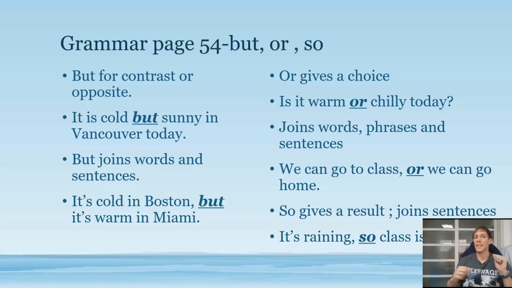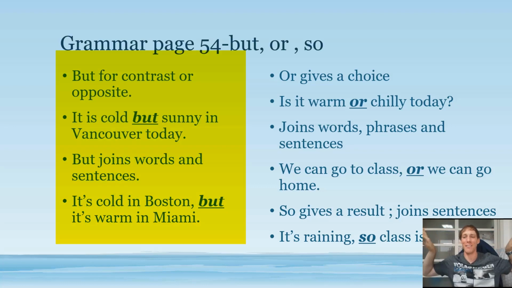But is used for contrast, the opposite. One is here, one is here. So you can say opposite, here or here, like far away. So if you look at the example, it is cold but sunny in Vancouver today. So it's cold but sunny. They're not the same. If it's sunny, you think it's hot. It's not hot. It's just cold. So you can see it's opposite.